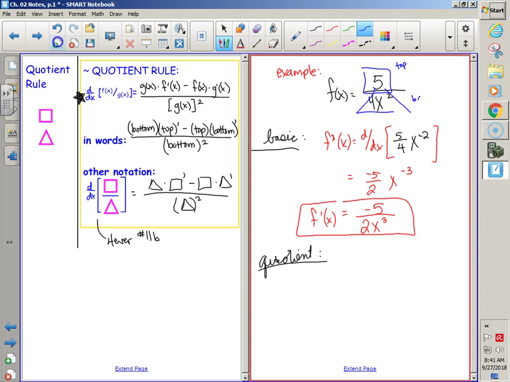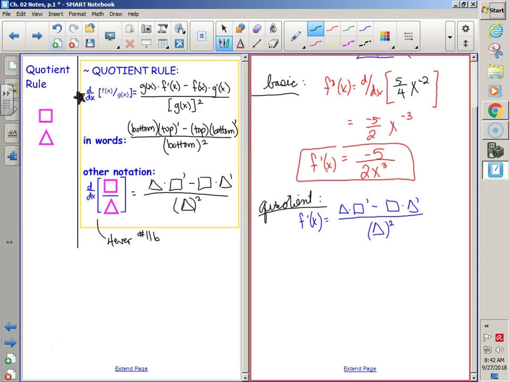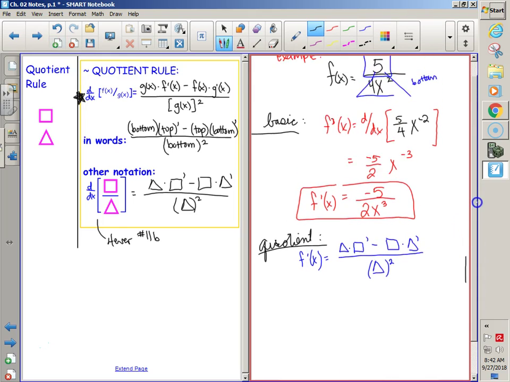Top, bottom. I'm going to write the rule that I'm going to use. When we go for the derivative, we could say that f prime of x is going to equal bottom d top minus top d bottom all over bottom squared. Oops, I just lost my function. Come back.